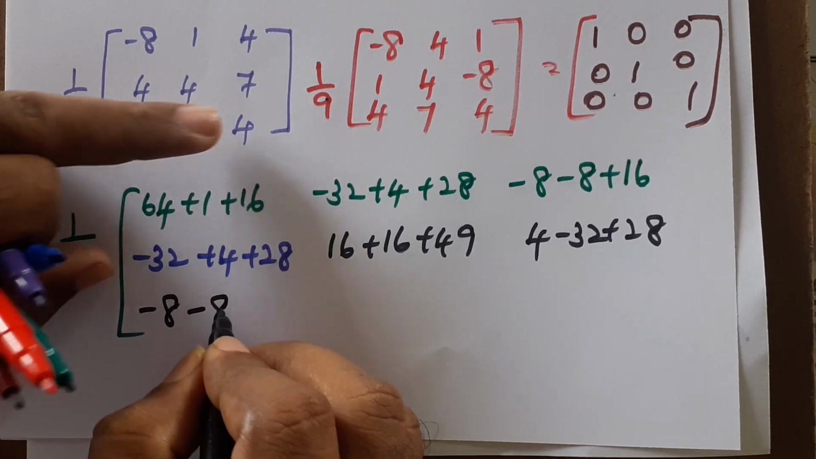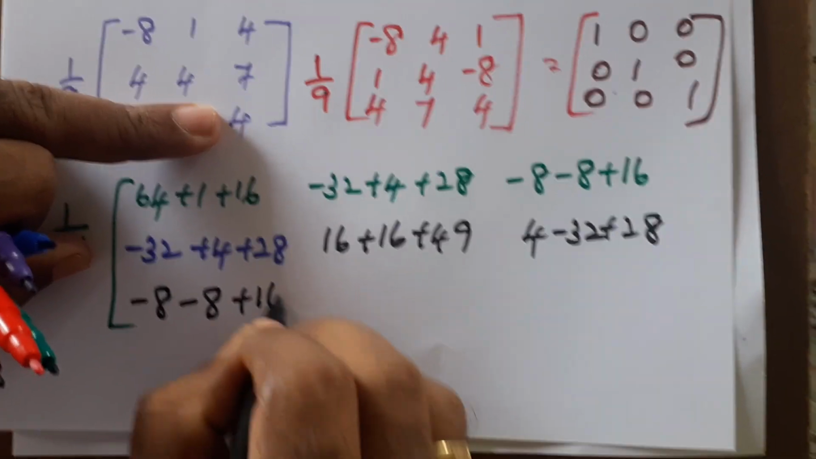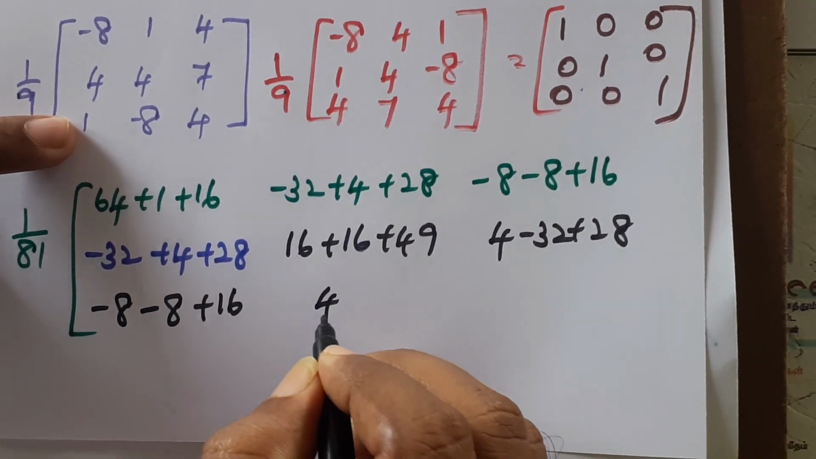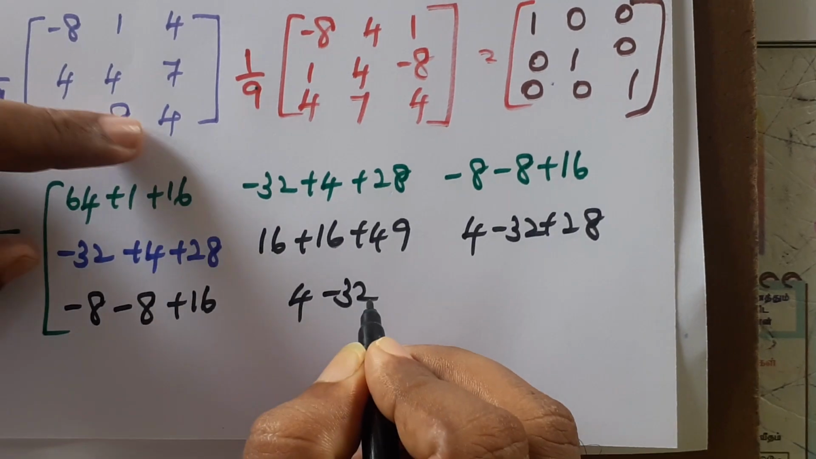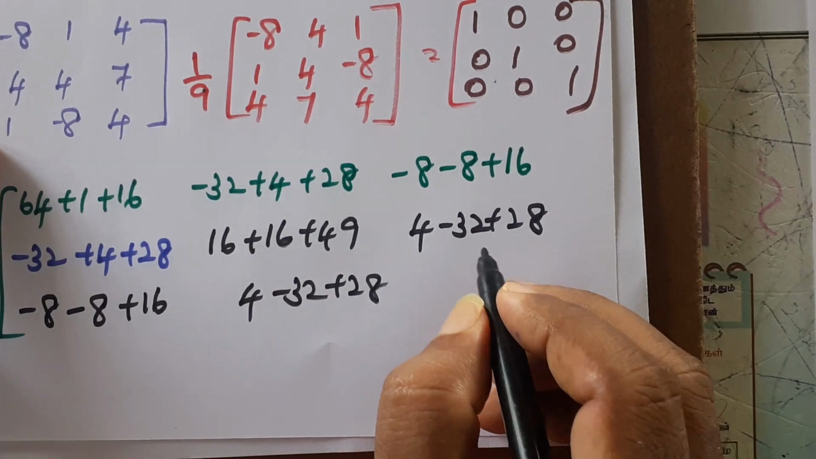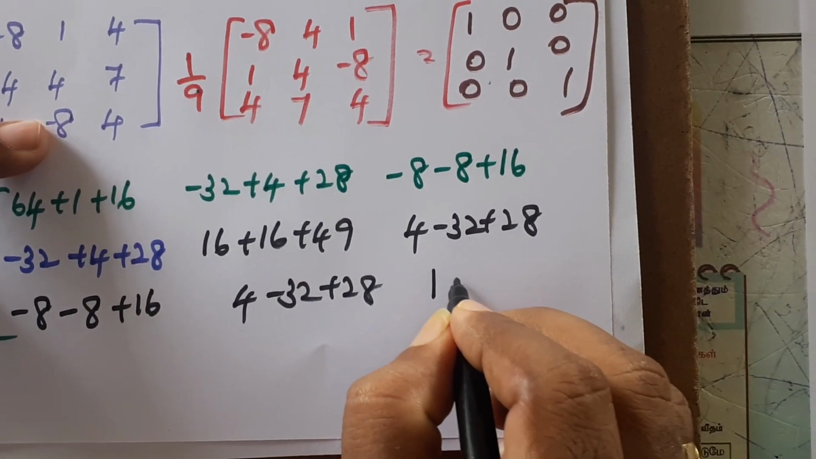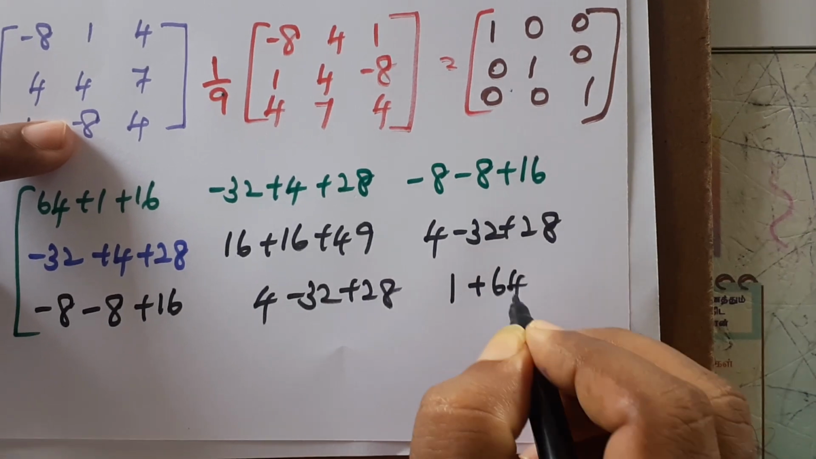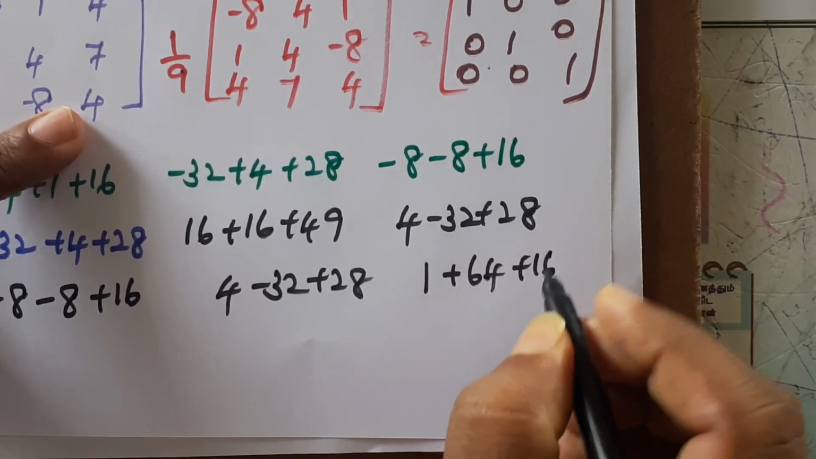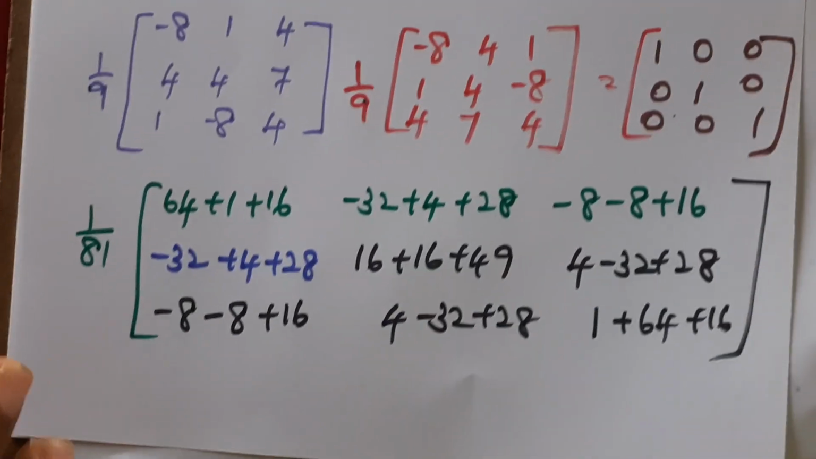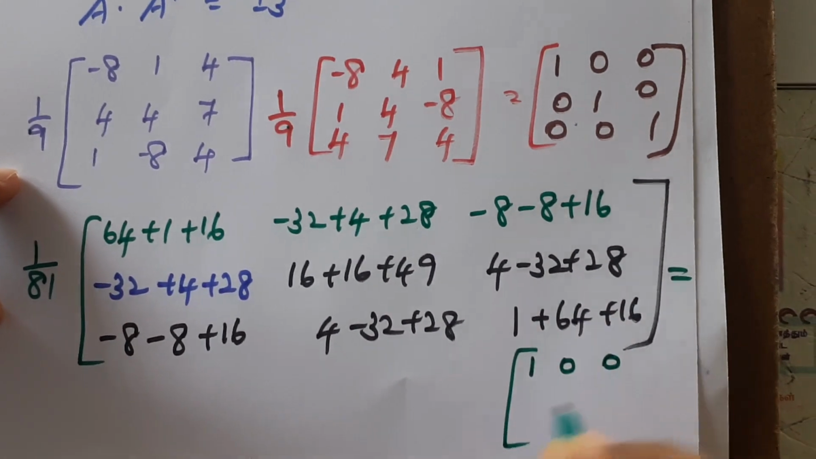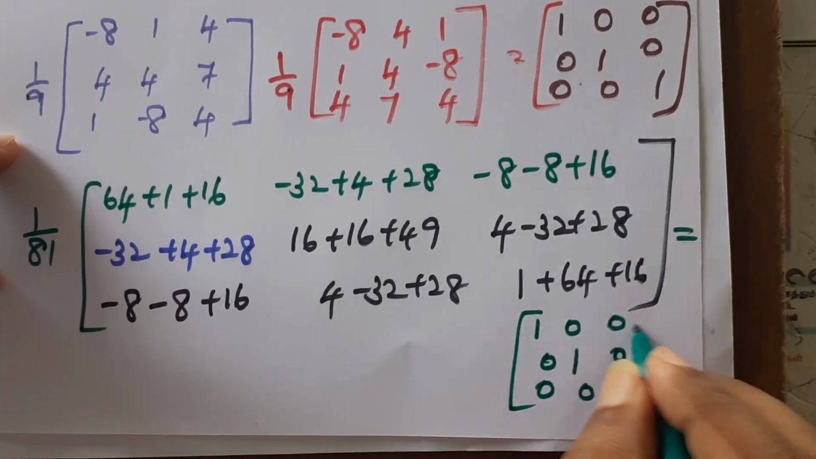Minus 8 into 1, minus 8. 4 into 4, 16. Now check it there. Next term, third row: 1 into 4, 4. Minus 8 into 4, minus 32. 4 7s are 28. Then next term, 1 into 1, 1. Minus 8 into minus 8, positive 64. Then 4 4s are 16. So listen, my dear students, this whole term will be equal to the identity: 1 0 0, 0 1 0, 0 0 1.